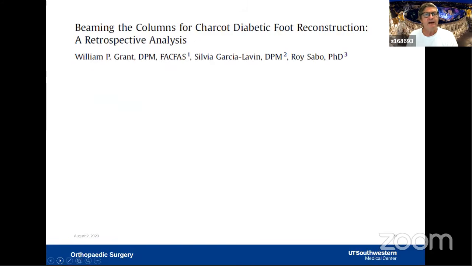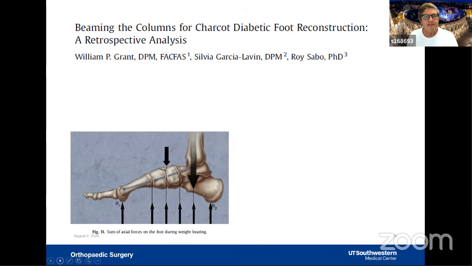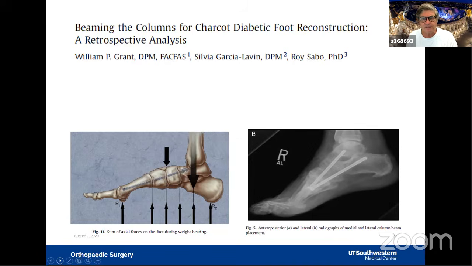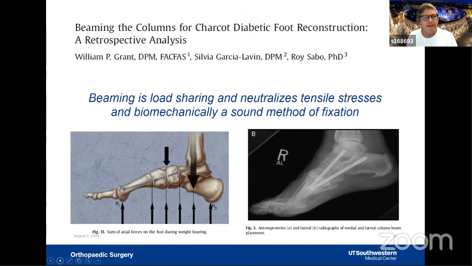And so then Grant really talked about beaming for midfoot Charcot, and it really was a very stimulating thing. He's a mechanical engineer, and he started to think about inserting long screws up the columns of the bone to really resist these tensile forces, as you can see here. And he found that beaming was load sharing, and it would neutralize these tensile forces on the plantar foot, and it was a biomechanically sound form of fixation.